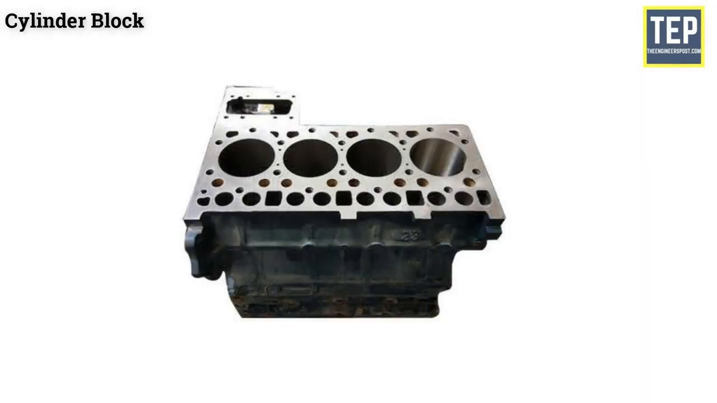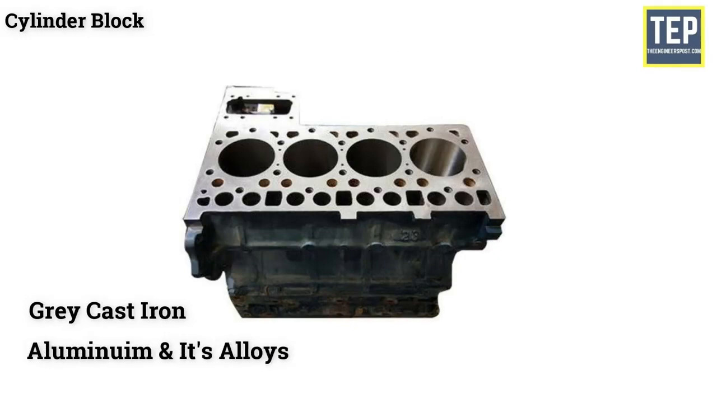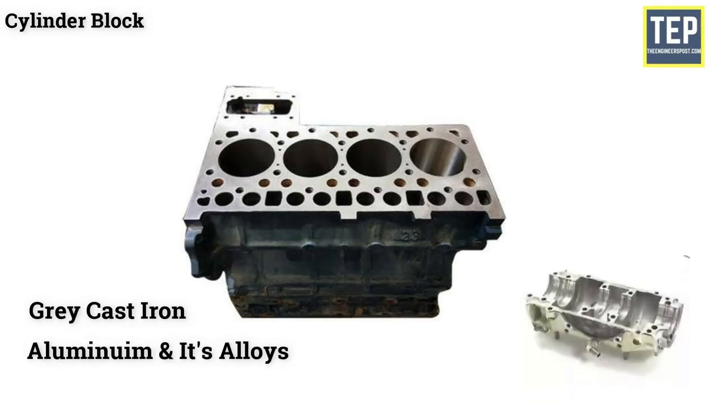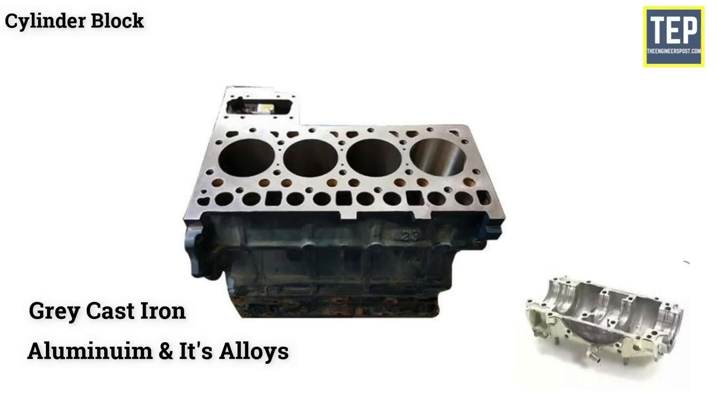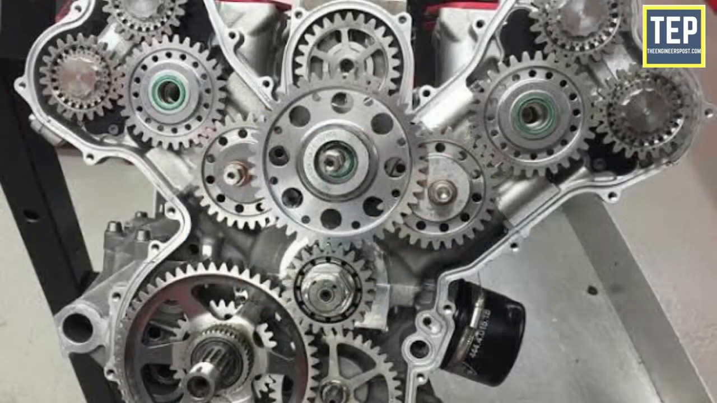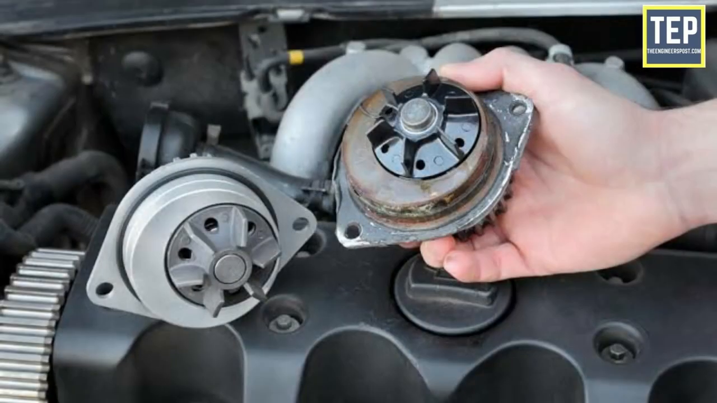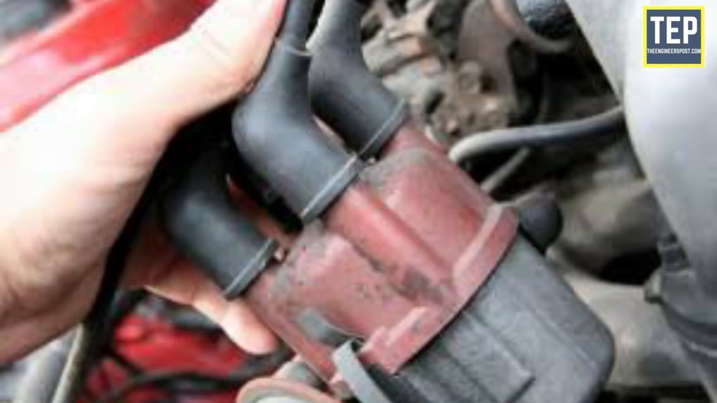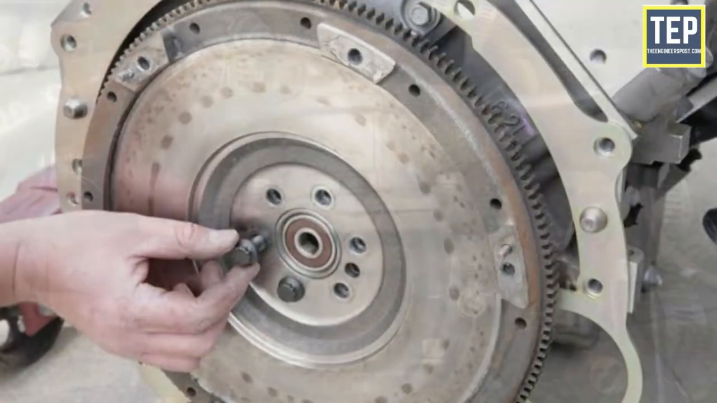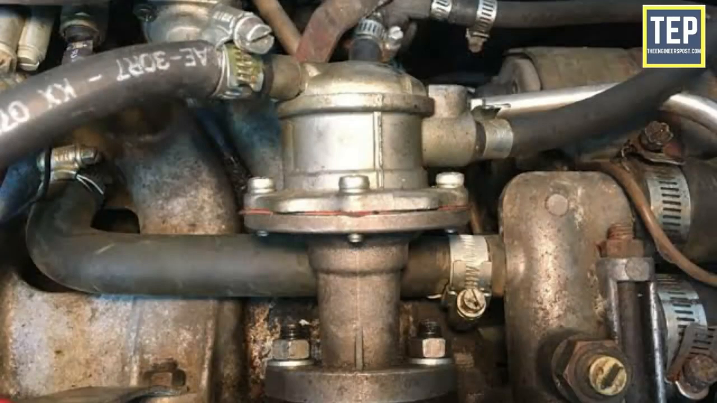The cylinder block is usually made of gray cast iron or aluminium and its alloys, while the crankcase is fixed to its bottom. Apart from these, other parts like timing gear, water pump, ignition distributor, flywheel, and fuel pump are also attached to it.